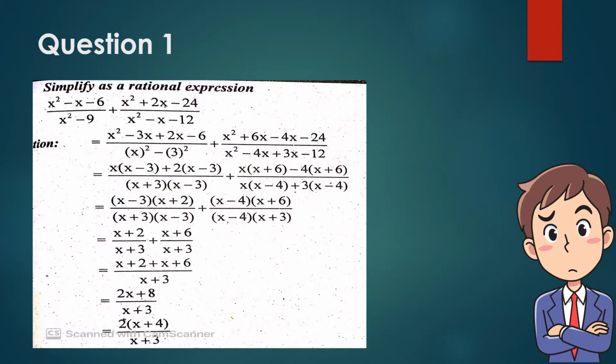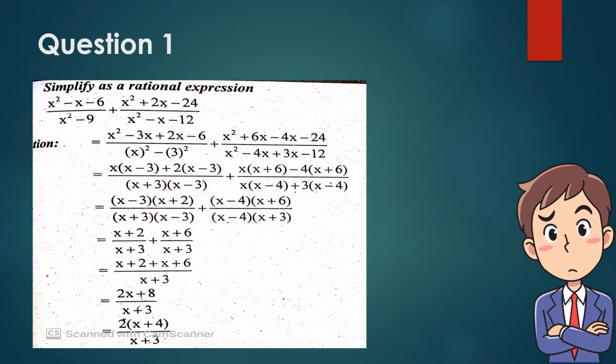In question number 1, you have to simplify the rational expression. Now you can see in the denominator we have x square minus 9, and in the second fraction we have x square minus x minus 12. So in chapter number 4 and chapter number 5 you have learned the algebraic formulas, and also how to get the factors of these terms.